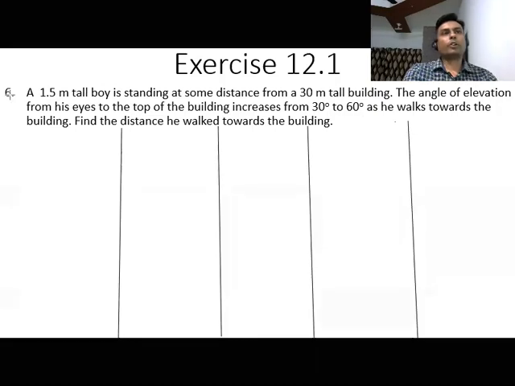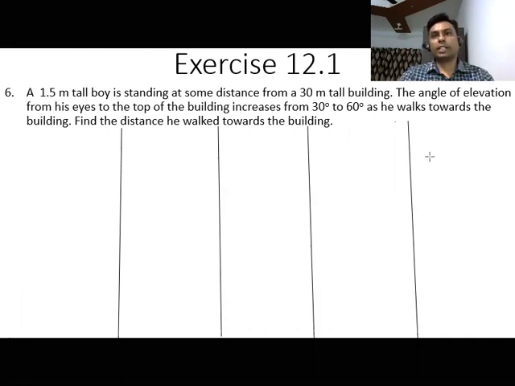Welcome back. Now we are going to the sixth numerical in the first exercise of some applications of trigonometry. The question is, a 1.5-meter tall boy is standing at some distance from a 30-meter tall building. The angle of elevation from his eyes to the top of the building increases from 30 degrees to 60 degrees as he walks towards the building. Find the distance he walked towards the building.